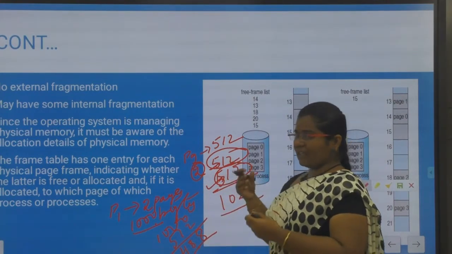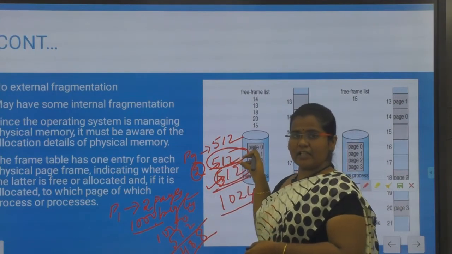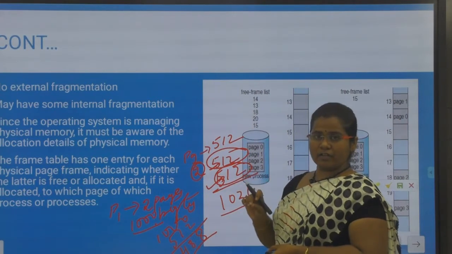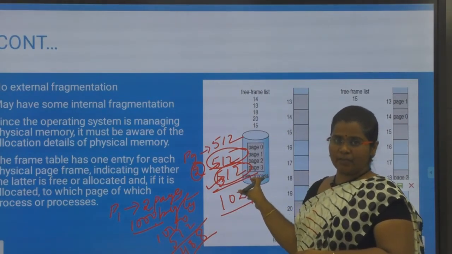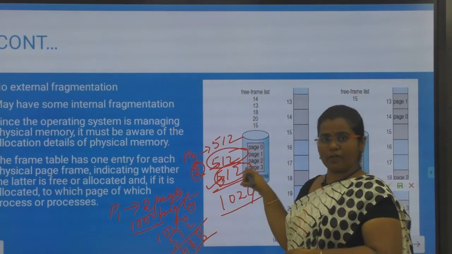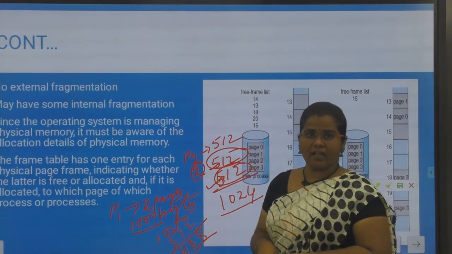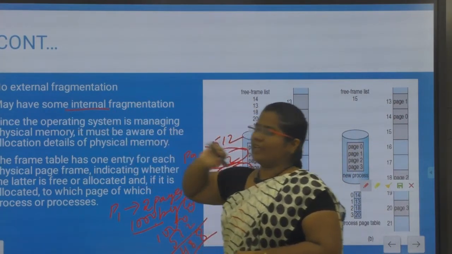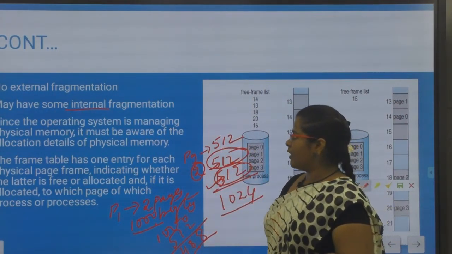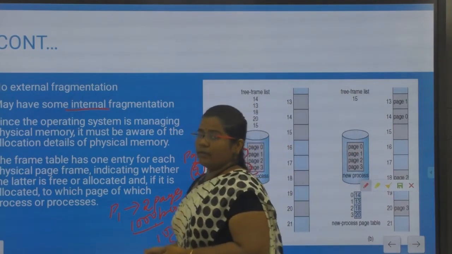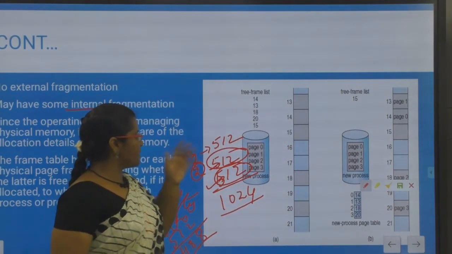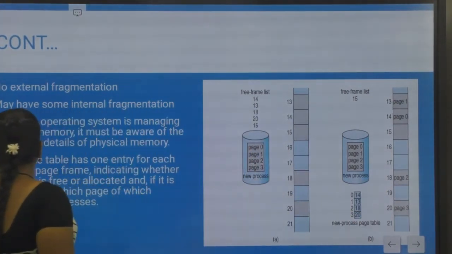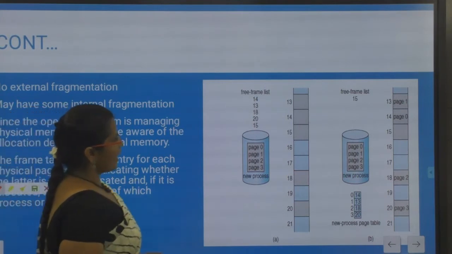So the remaining bytes of space within that page will be wasted. Within the partition, if you get any memory wastage, you call it internal fragmentation. So you may have some amount of internal fragmentation. Now observe the diagram here.